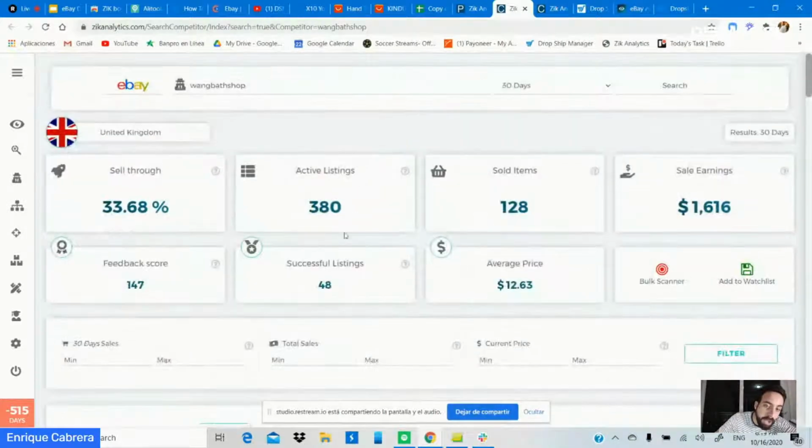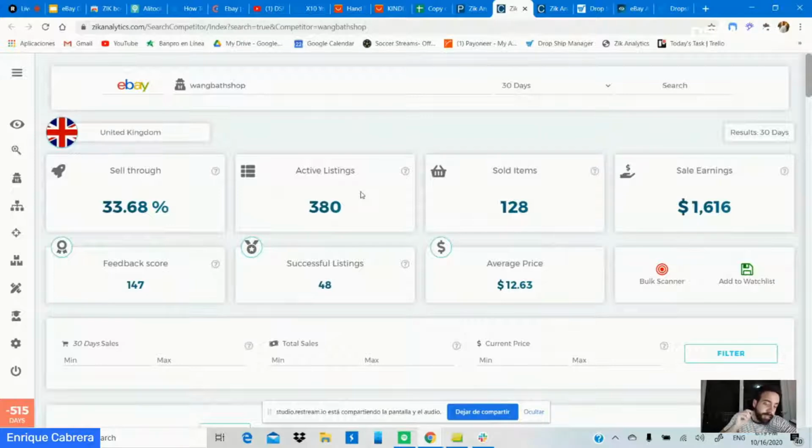Successful listings means how many sales this person has made on the listings that he or she has active. The sold items, the average price, and the sales earning. This is the revenue. This is not the profit. This is the total revenue that this person had in the past 30 days. But anyway, this is only if you want to potentially follow a seller.